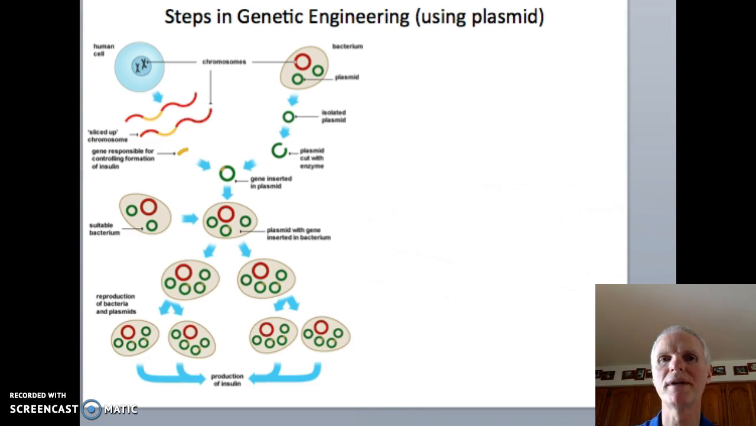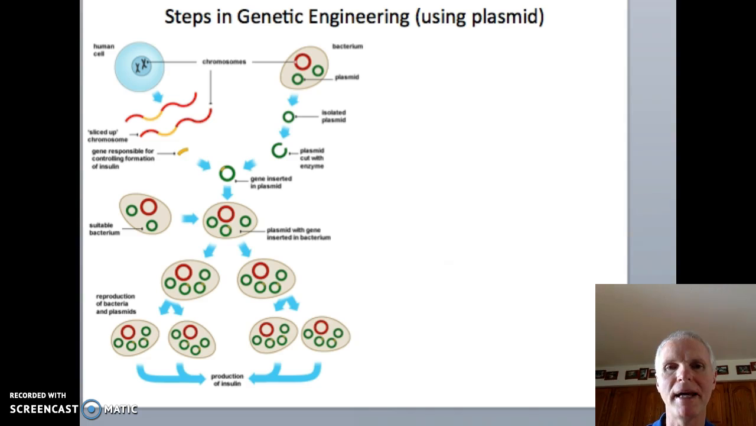This is another diagram showing the steps in genetic engineering. Again, for our example, we're going to say this plasmid is used to make human insulin. And so if you look on the left, there's a human cell, and they cut the insulin gene out with a restriction enzyme. On the right top is the bacterium, and they cut the plasmid with the same restriction enzyme. And then they basically add ligase once again, and that forms this recombinant DNA, which has a human insulin gene inserted into the plasmid ring.